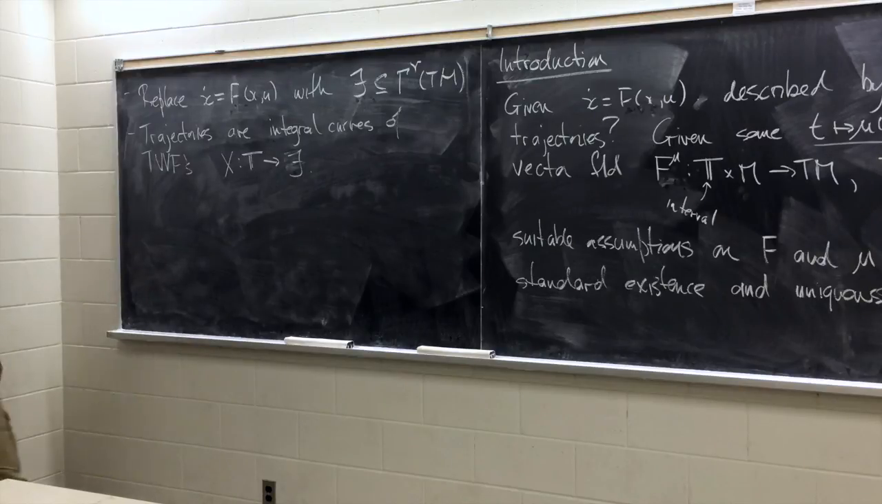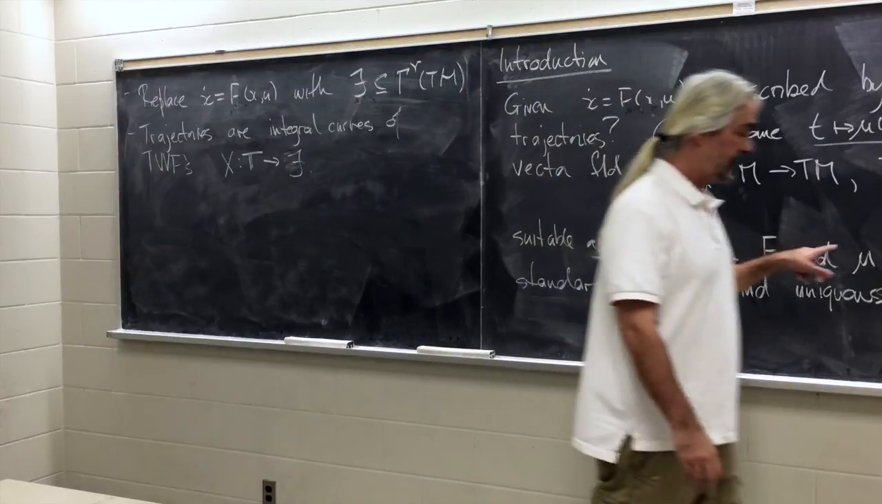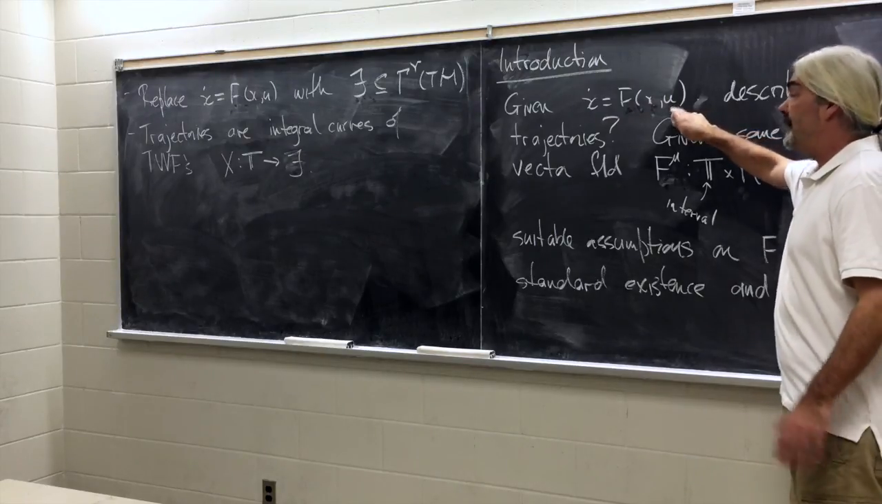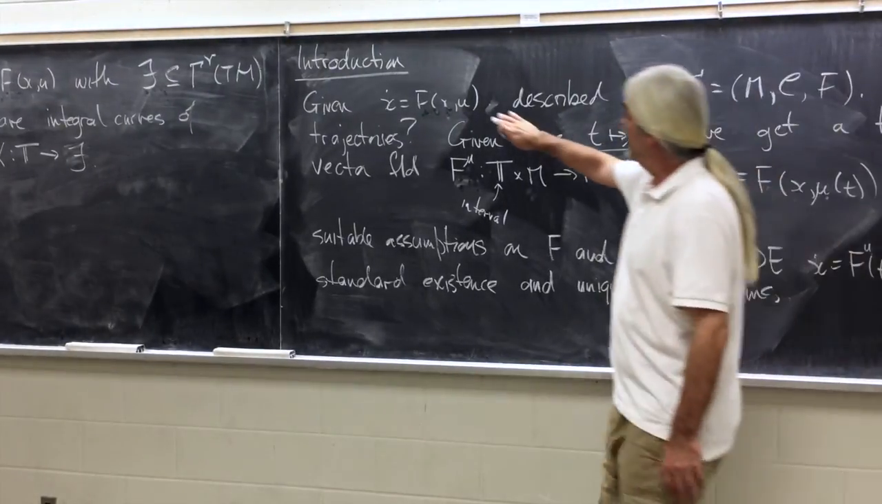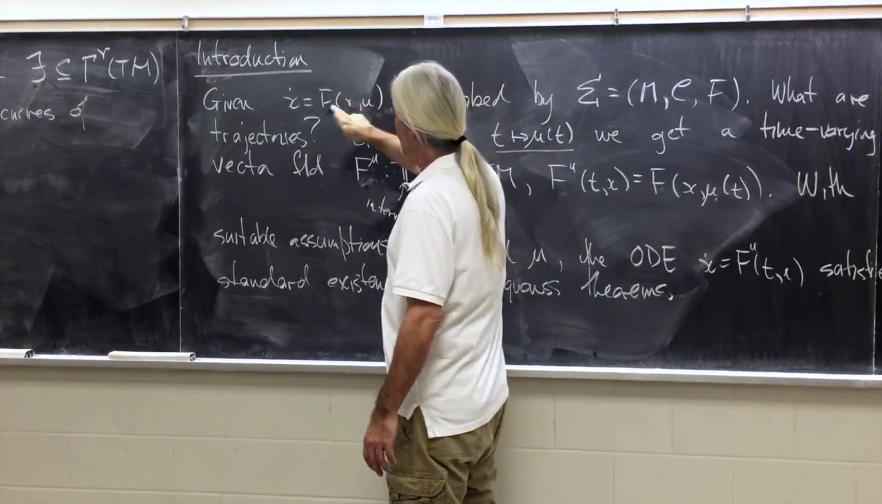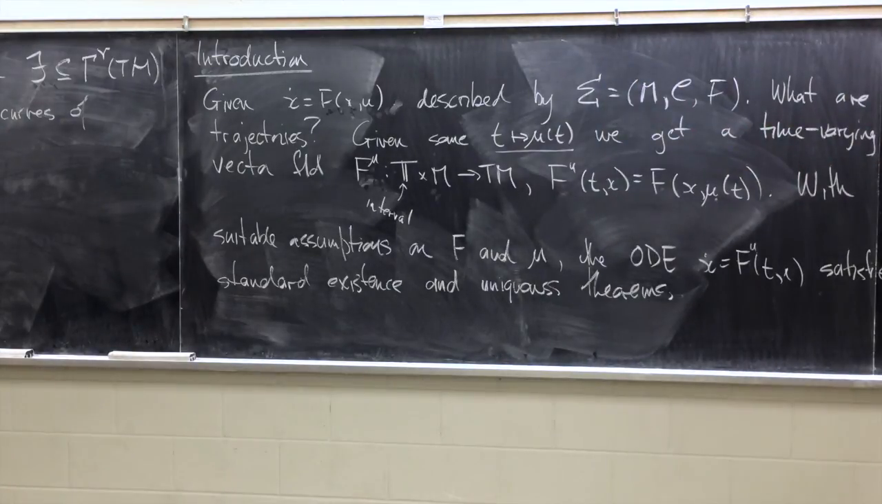Now, of course, I didn't prescribe the assumptions here which ensure that you have existence and uniqueness of integral curves or trajectories for these systems. But they're known, and we'll talk about them. In this setup, it's relatively standard to give assumptions on U and F so that you have standard existence and uniqueness of trajectories.